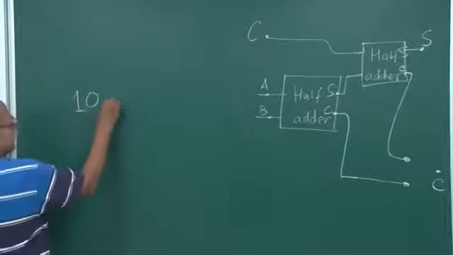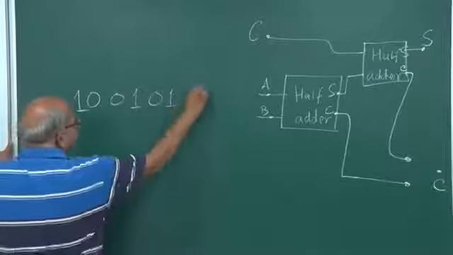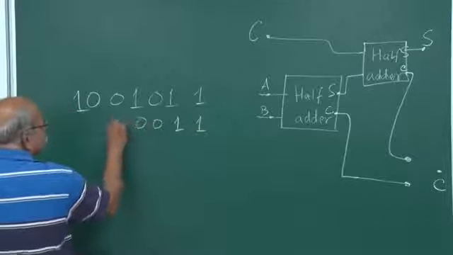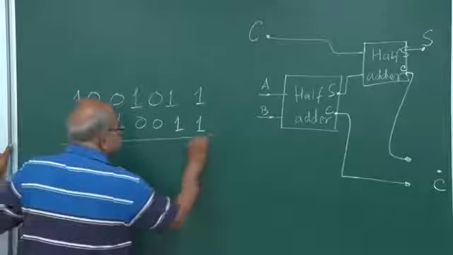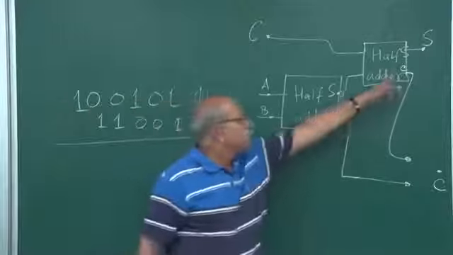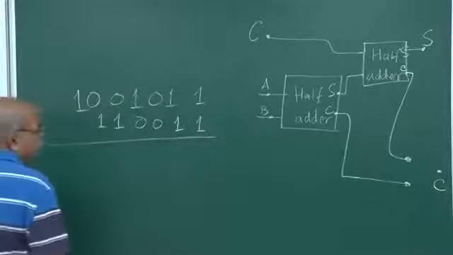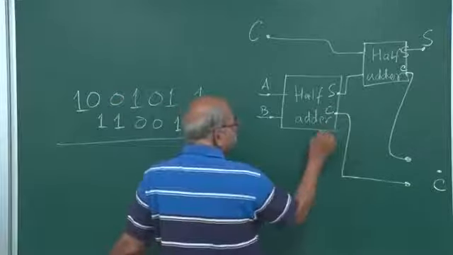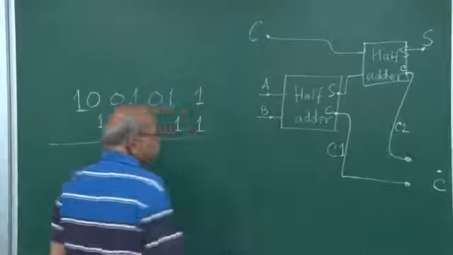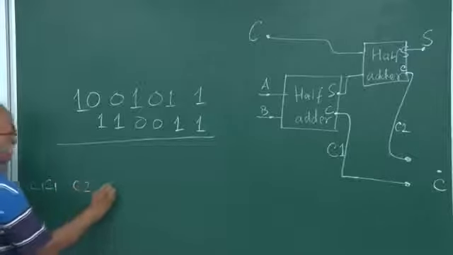Say, let's say C1, 0, 0, 1, 0, 1 here, 1 here, 1 here, 1 here, 0 here, 0 here, 1 here, 1 here, any number you take. Now I am focusing on these two intermediate carries and the final carry. Let me call this C1, and let me call this C2, and that is C. So let me make a table here, C1 and C2 and C.